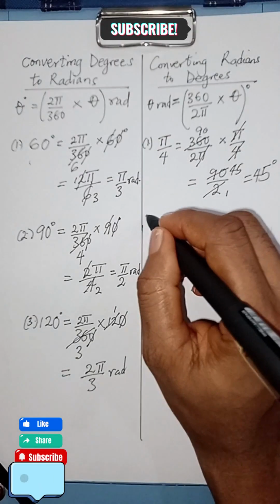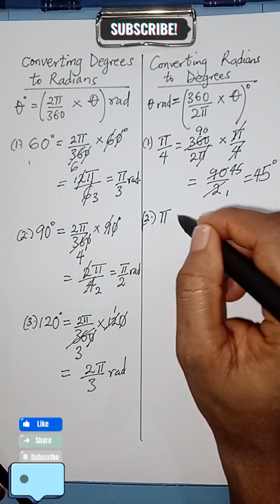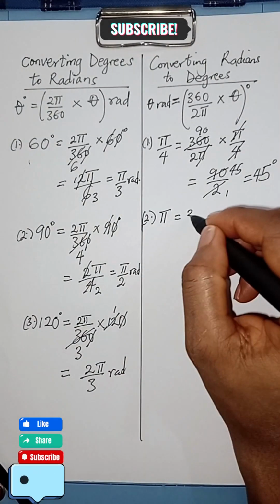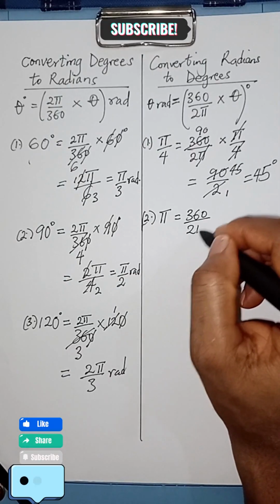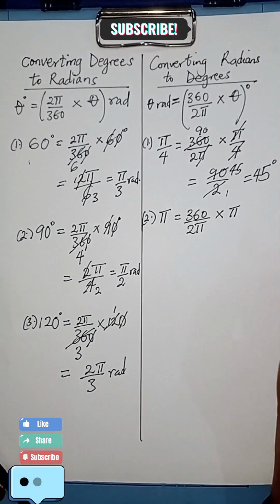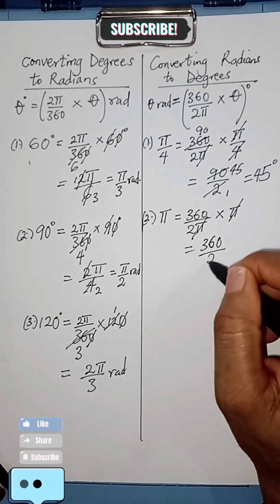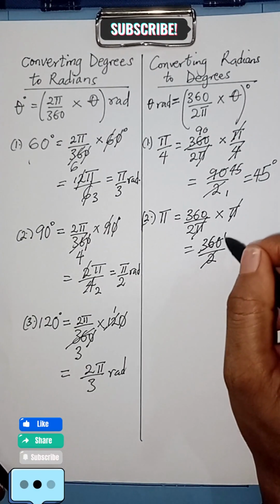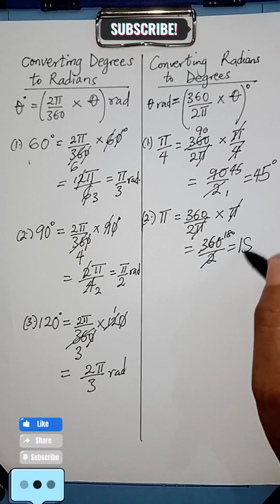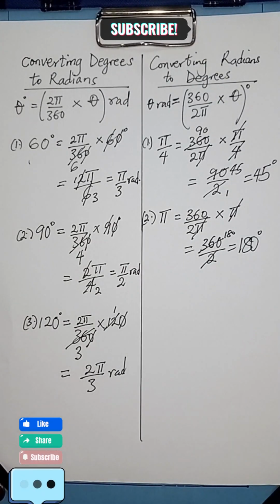That's it. Let's try number 2. Number 2, I have pi. I'm to convert this to degree. It's going to be 360 divide 2 pi multiply pi. This pi will cancel this pi. I'll be left with 360 divide 2, and this 2 will cancel 360, and that gives me 180 degrees. Now remember, pi is equivalent to 180 degrees, so that's what we'll have.